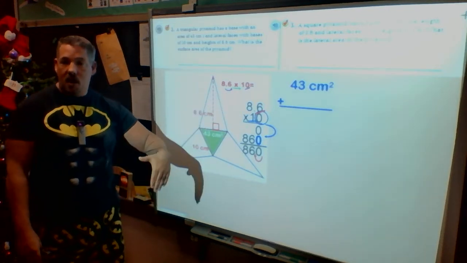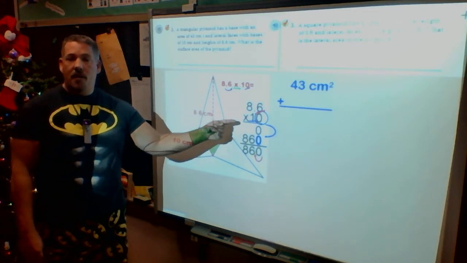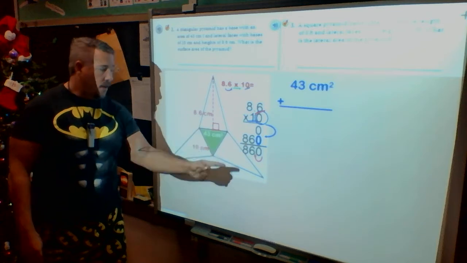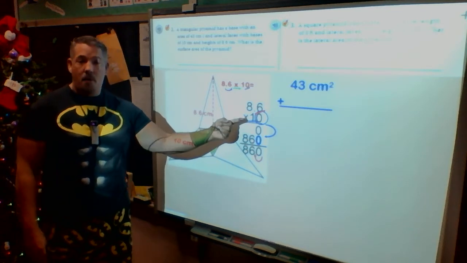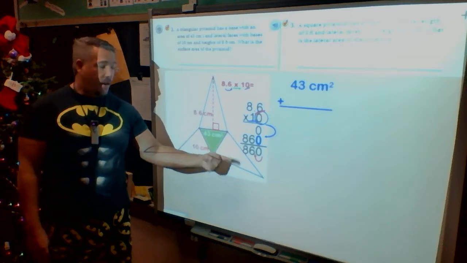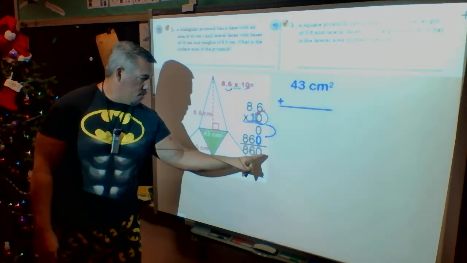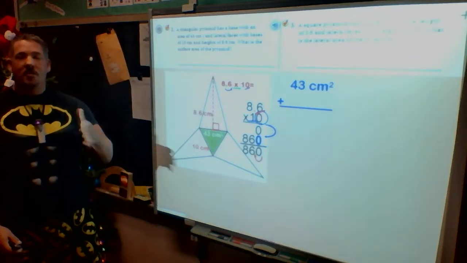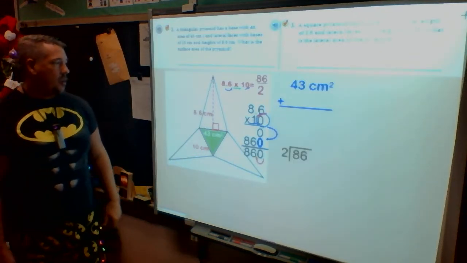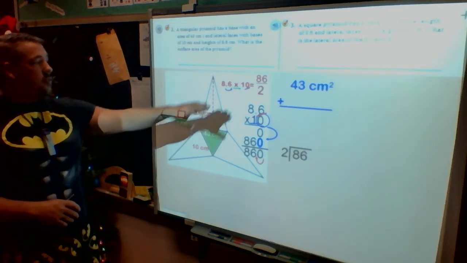8.6 or 86 tenths times 10, multiplied by 0, I get 0. My second number tells me to bring down a 0, and then I multiply it by the 1. 1 times 6 is 6, 1 times 8 is 8. Add them together, I get 860. 1 decimal space tells me to move my decimal from right to left one time, still get 86. But then when I have my 86, it is a triangle. I have to divide by 2.